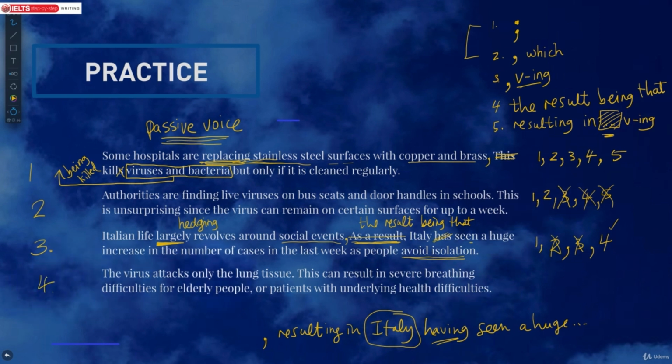So look at number 4, this is the last one. The virus attacks only the lung tissue. This can result in severe breathing difficulties for elderly people or patients with underlying health difficulties. Okay, I'm just going to move this out the way. So look at number 1. The virus attacks only the lung tissue.